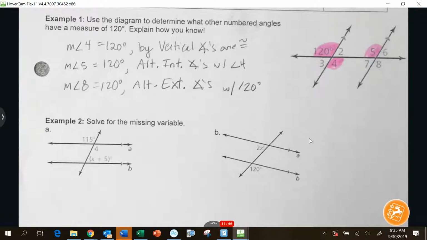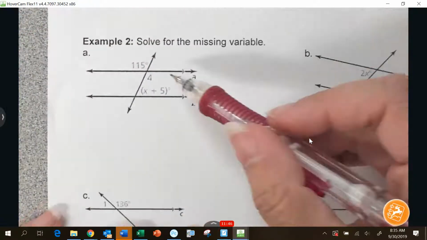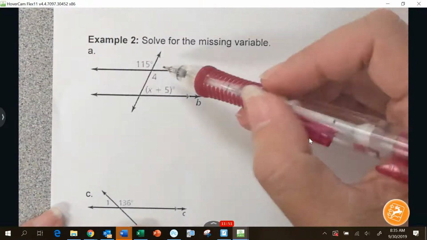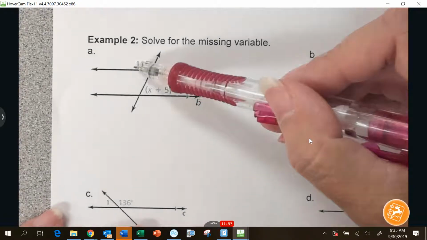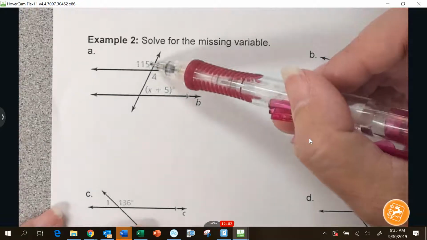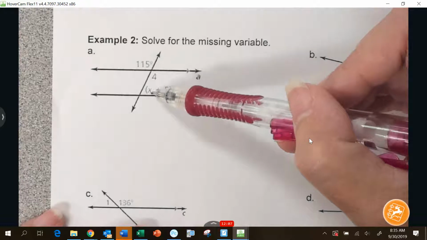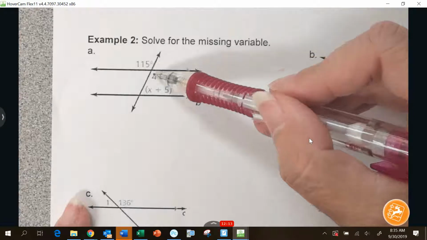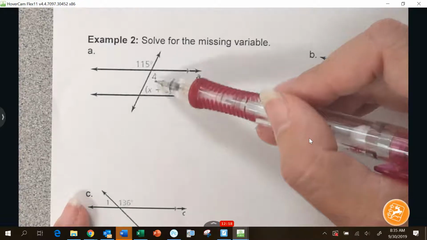Okay, here we're going to solve for the missing variable. This one might be a teeny tiny little bit confusing because there's this random 4 right here. It took me a moment to figure that out. The reason why the 4 is here is because if you look at 115 degrees and you look at x plus 5, there is not a theorem for these two angles. There's not a theorem for 115 and the x plus 5. So what we have to do is figure out angle 4 first, and then we'll use angle 4 and the x plus 5 because those have a theorem.